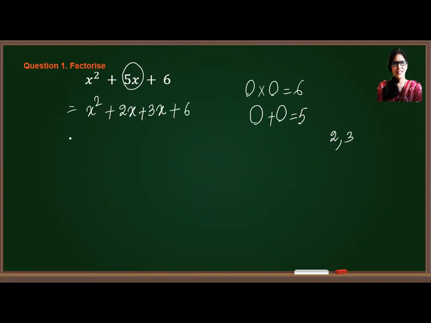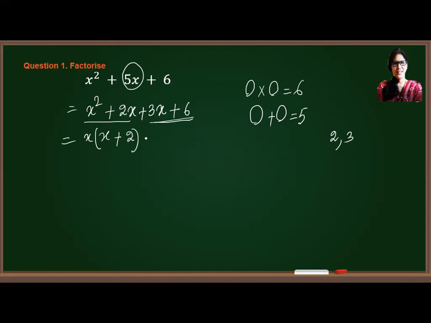Next what we'll do, we'll take two pairs and take common factors. So what will be the factor of x square and 2x? This is x certainly. So I'll take x common here. What will remain in the bracket? From x square, I took x, x will remain. And from 2x, I took x, 2 will remain.